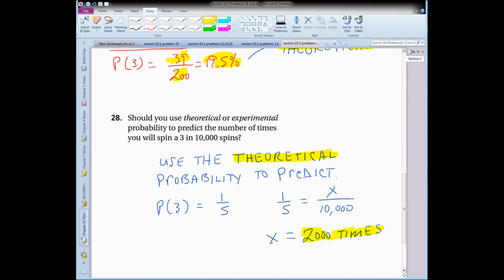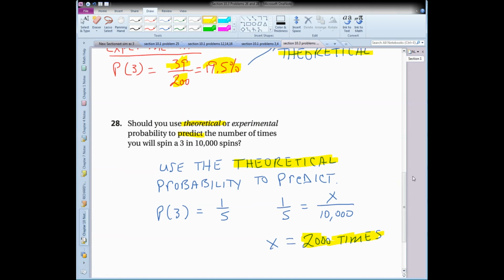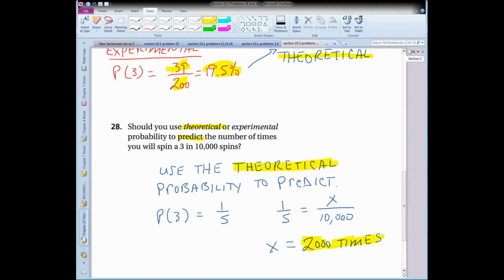So you want to use that theoretical probability when you want to make a prediction. And then use your experimental probability to see, hey, how close to the prediction will I get? Okay, that lets you know that your experiment is a pretty good one, okay? So that's all I have for that problem.